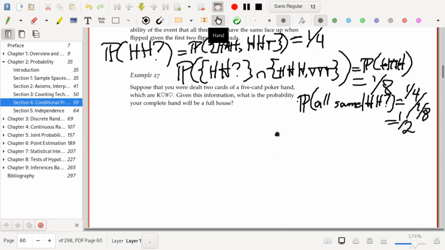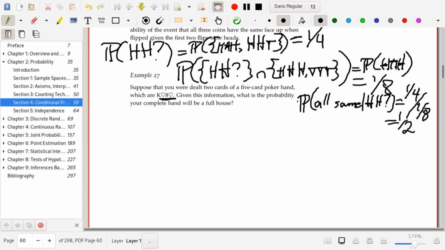Okay, next example. Suppose that you were dealt 2 cards of a 5-card poker hand, which are going to be the King of Hearts and the 8 of Hearts. Given this information, what is the probability that your complete hand will be a full house?